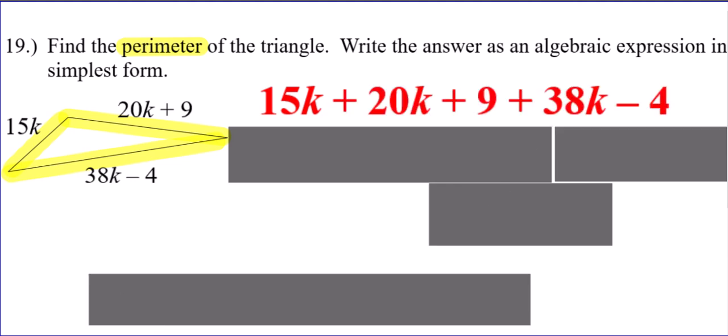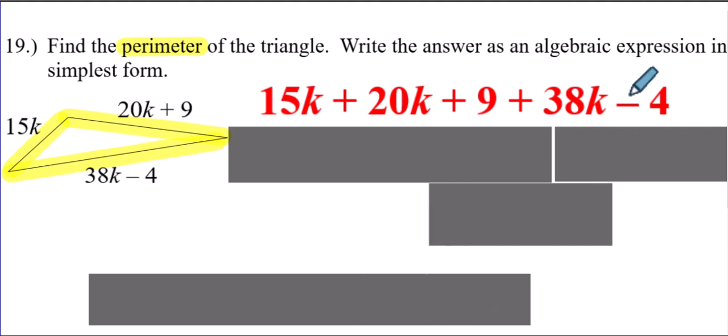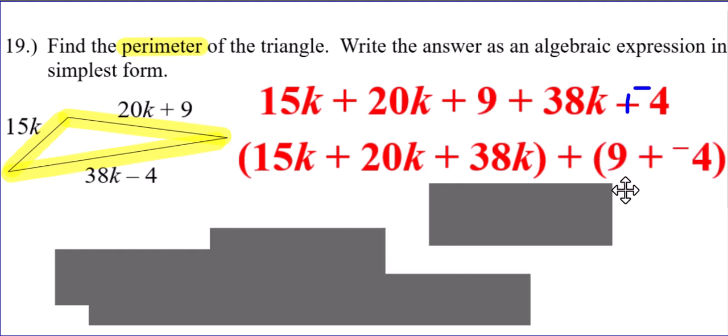Now, before I use the commutative property and switch things around, commutative property does not work with subtraction, so make that adding the opposite. And now let's put all these K's together, and I'm going to not only switch the order, I'm then going to group them together. That's the associative property. And then group the 9 and the negative 4 together because they're two constants, two numbers with no variables at all, which are like terms with each other.